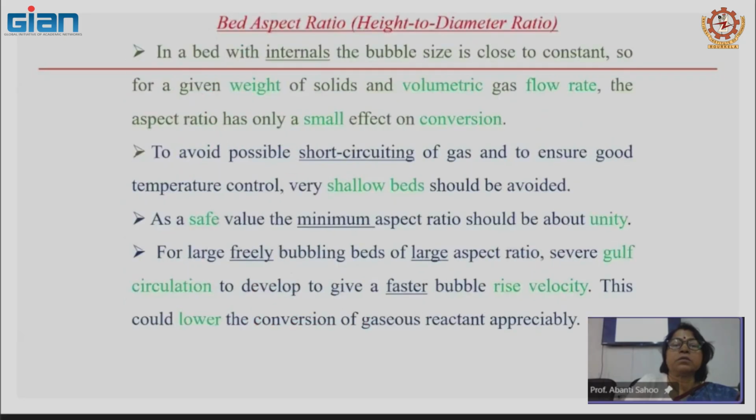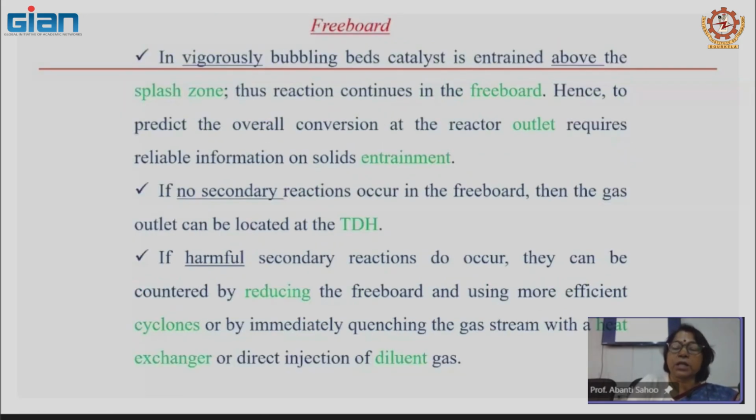So, bed aspect ratio also, there should be the proper height to diameter ratio, that is the aspect ratio. Accordingly, the freeboard region will be decided also, and sometimes what happens, bed internals are used and then bed aspect ratio is also affected. So, what proper aspect ratio is required, that is to be decided first. Safe value for the minimum aspect ratio should be unity. It is height to bed diameter should be unity, that is the minimum value. So, we can take more than that also.